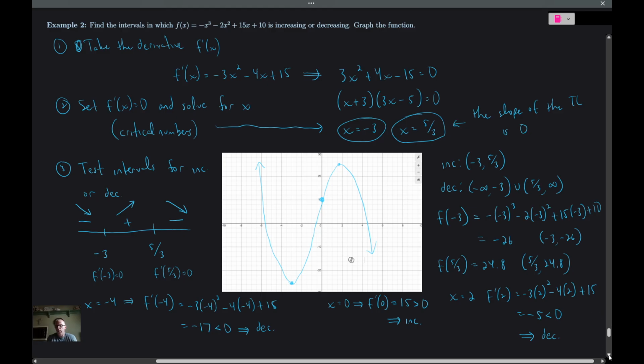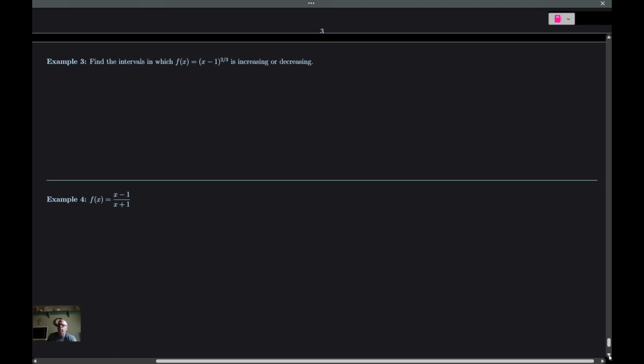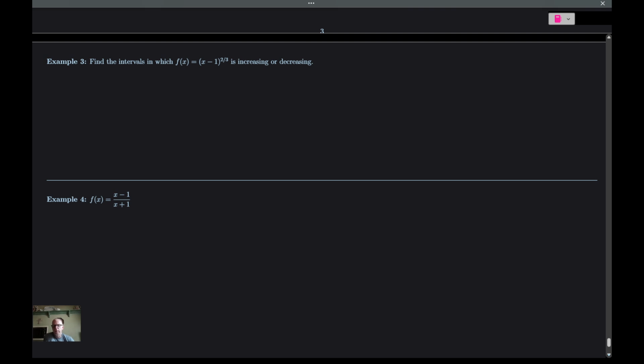All right, so let's look at a couple more. Let's look at x minus 1 to the 2/3. Now, probably you don't know what this graph looks like, but we can still find where it's increasing or decreasing. So the first step, of course, is to take the derivative. The derivative of this will be 2/3 times x minus 1 to the negative 1/3. Then we want to set it equal to 0. Now you might want to put this as a positive exponent, so let's make it 2 over 3 cube root of x minus 1.